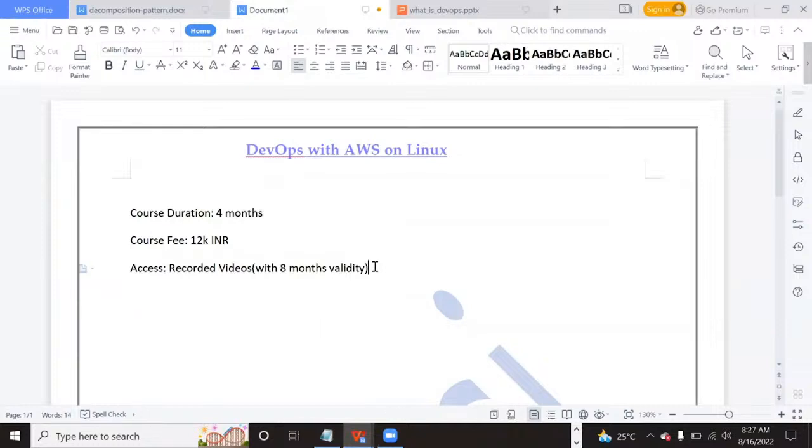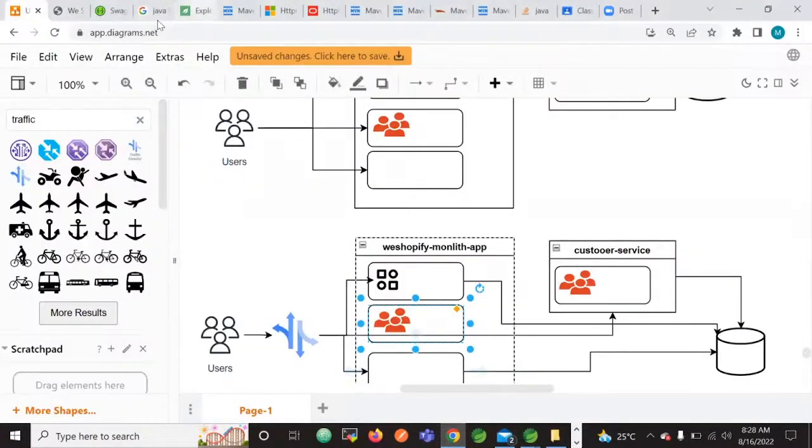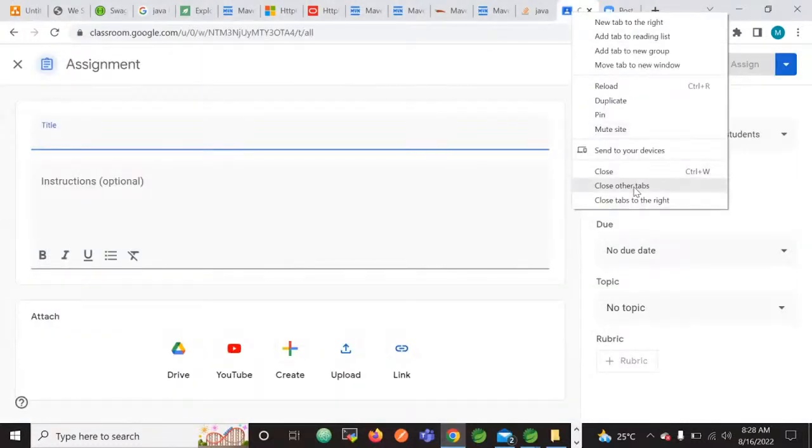However, what you will get is a soft copy of the material. There is no restriction on this soft copy of the material. You can download it and keep it with you, and you will be provided with Google Classroom access for 8 months. How long are your recordings valid? Till the time the Google Classroom access is provided. Let me showcase how the Google Classroom will be. We will maintain our notes and all there.